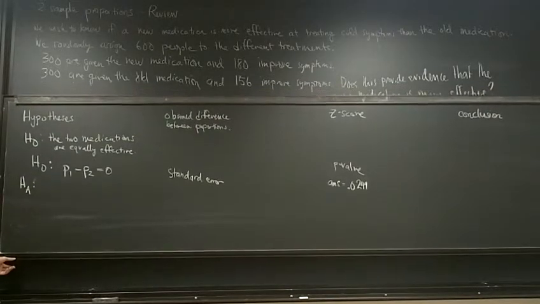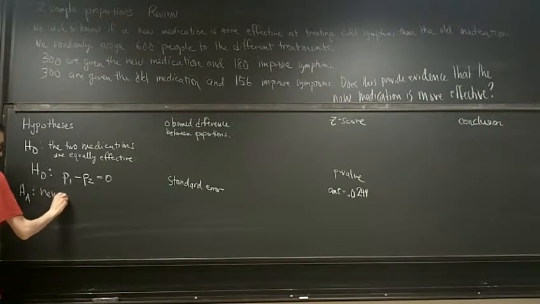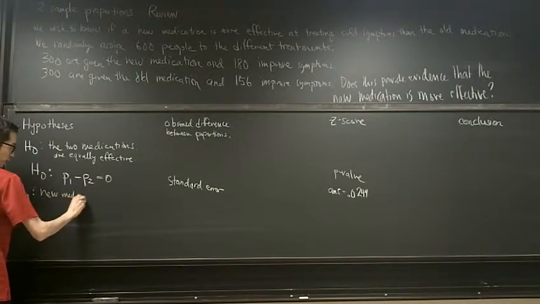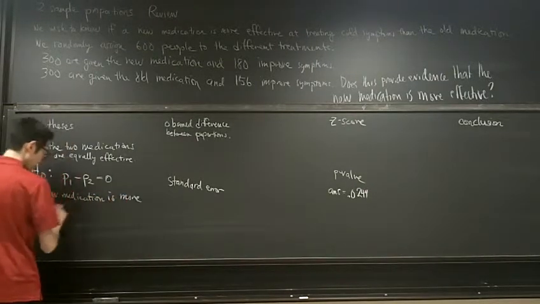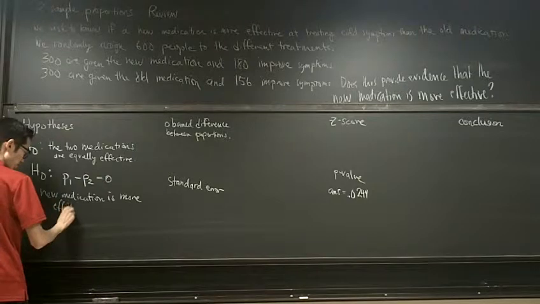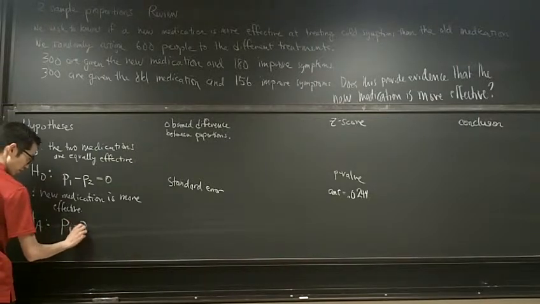Alright, and then the alternative, in words, what is it? It's not that the two medications are equally effective, it's that the new medication is more effective, right? Alright, so symbolically, how do we write that? P1 minus P2 is greater than 0.